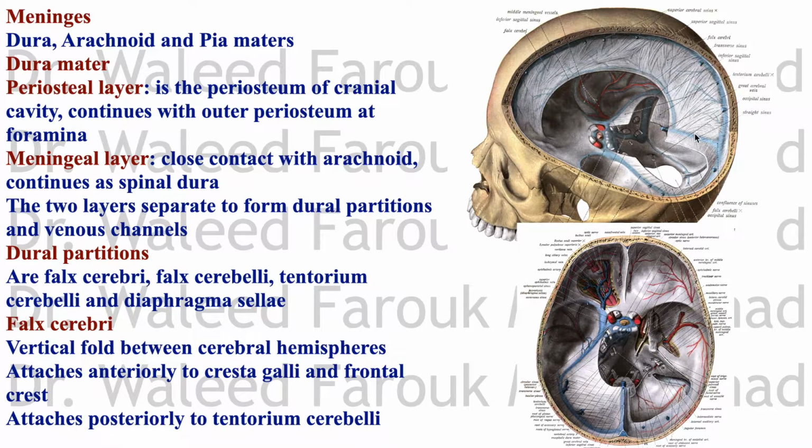Posteriorly, it's attached to the top of the tentorium cerebelli at the internal occipital protuberance, as you can see here. It has a free margin in which runs the inferior sagittal sinus, the sinus you see here. These are the attachments of the falx cerebri. It occupies the interhemispheric fissure, so it prevents rotation of the brain around its axis.